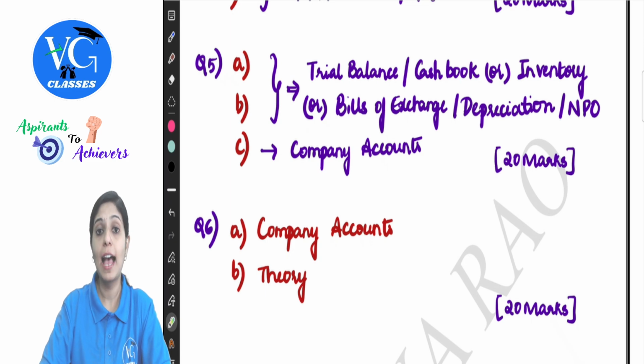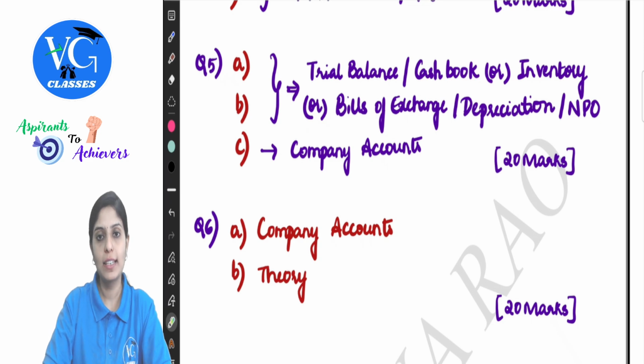Question number 6 will have 2 subparts. Majority of times, if you observe the past trend, part A will be for 15 marks and part B for 5 marks. Part A majority of times is coming from company accounts. This is generally a journal entry based question which will be tested on issue of shares, forfeiture, pro rata and so many connected journal entry aspects, and part B will be a theory question.